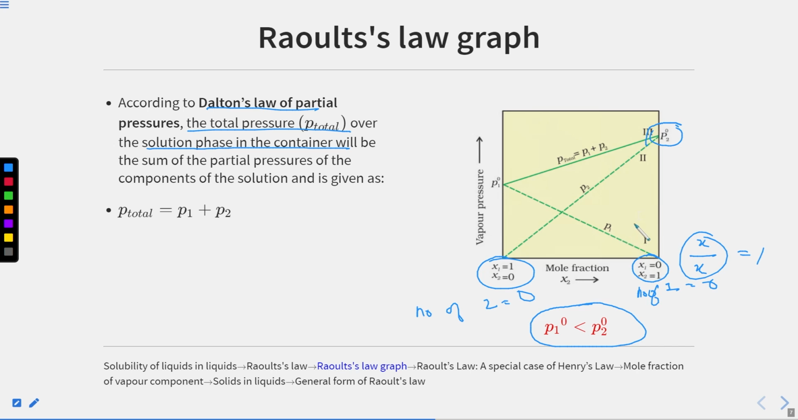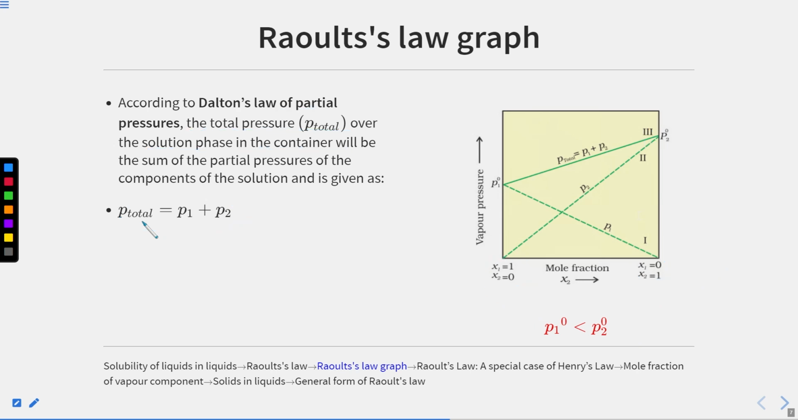So this was only Raoult's law. Now, from Dalton's law of partial pressure, we can write that P total equals P1 plus P2, where P1 is the partial pressure due to 1 and P2 is the partial pressure due to 2. Now, what we will do, we know our formula P1 equals P naught 1 x1, and similarly P2 equals P naught 2 x2.